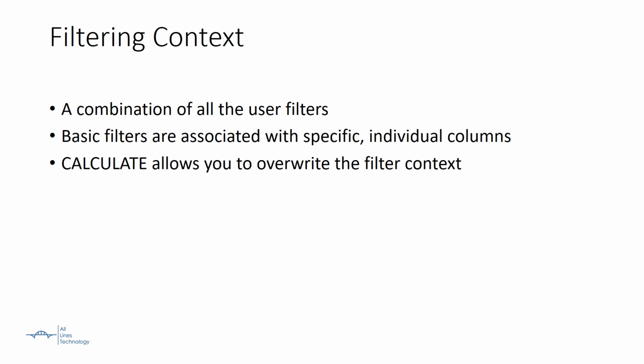So the filtering context is a combination of all those user filters. And generally, these basic filters are associated with specific individual columns. If you want to manipulate that filtering context, if you want to change it, you're going to use something called calculate. So we saw calculate a little bit earlier, but we're going to talk about it more. Calculate is how you change that filtering context. And the filtering context, as I said, is one of two of the evaluation contexts, which alter how a formula is evaluated. It alters what rows it can essentially see at any given time whenever it's calculating that result.